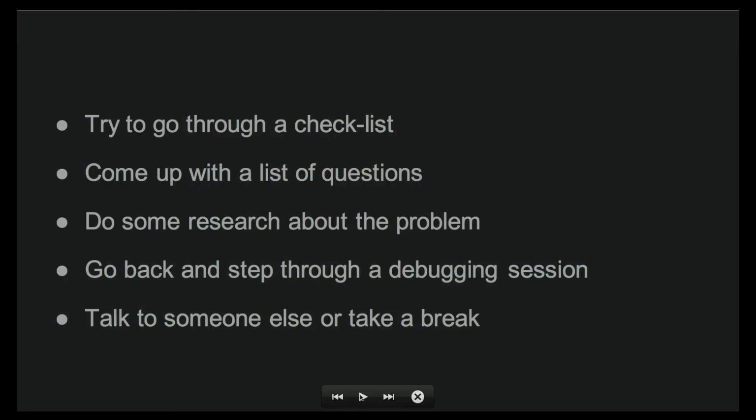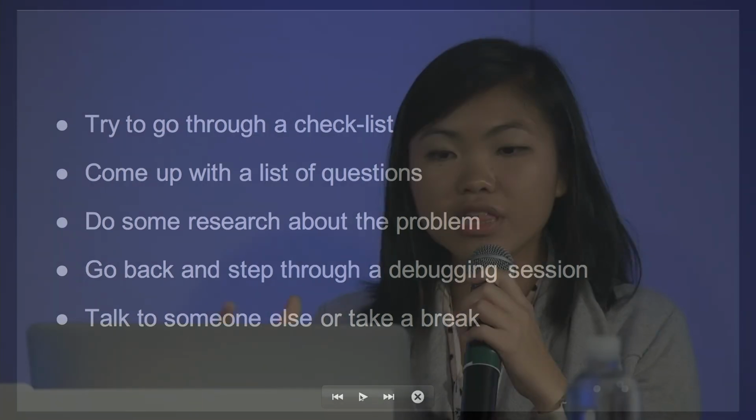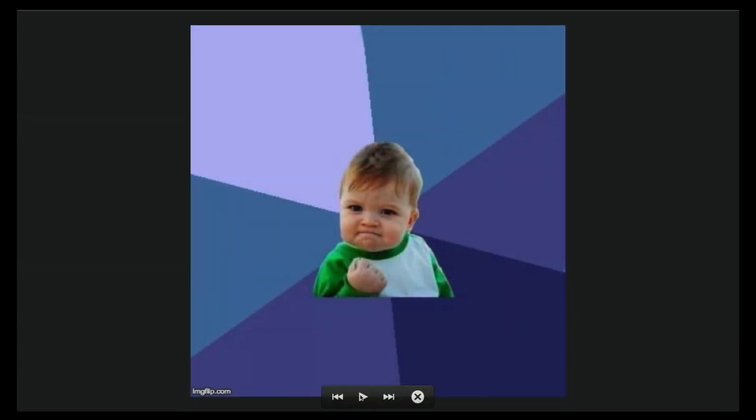And my last advice is to take a break. Don't just throw something at the wall and see what sticks. Really think through what the problem is. And yeah, good luck. Thanks.